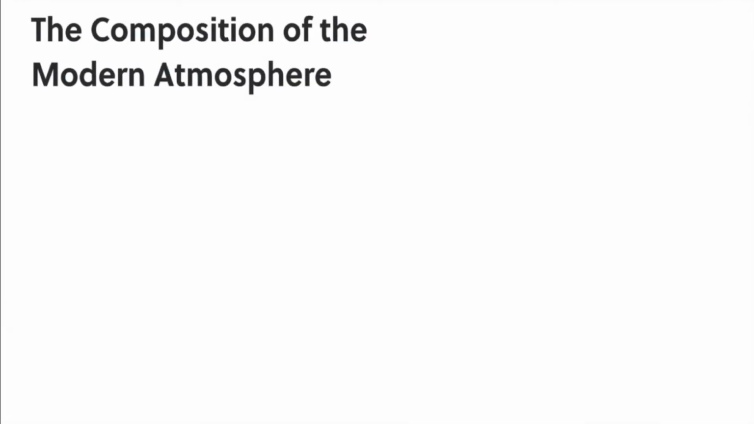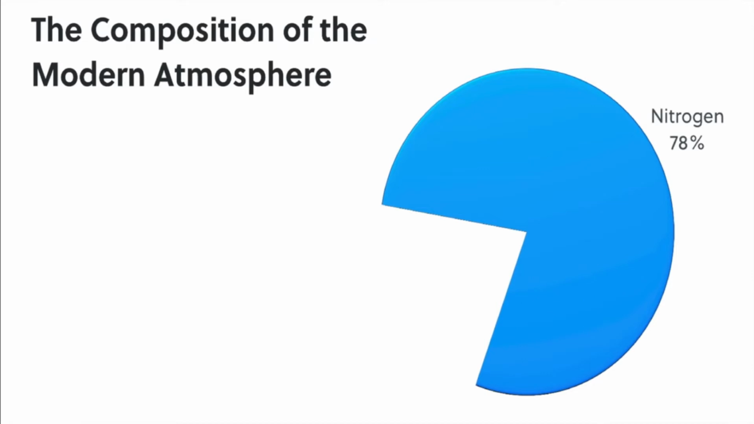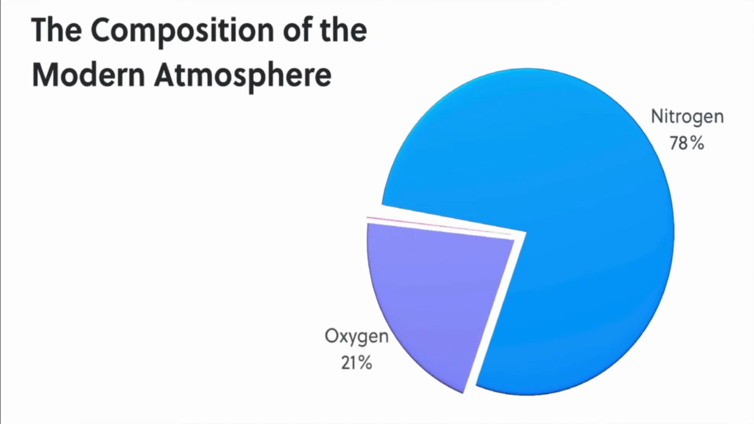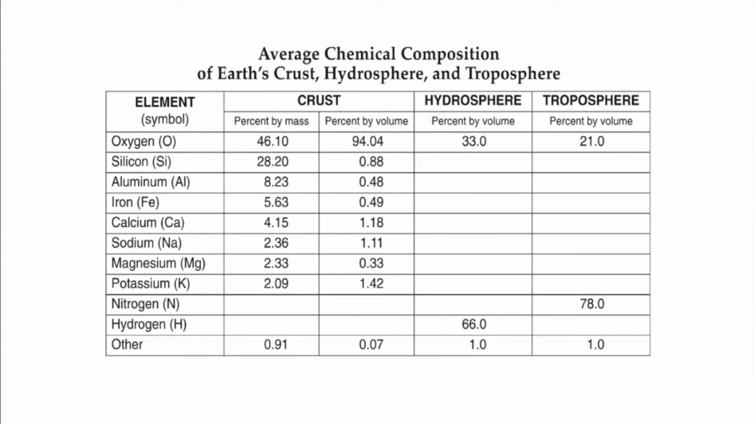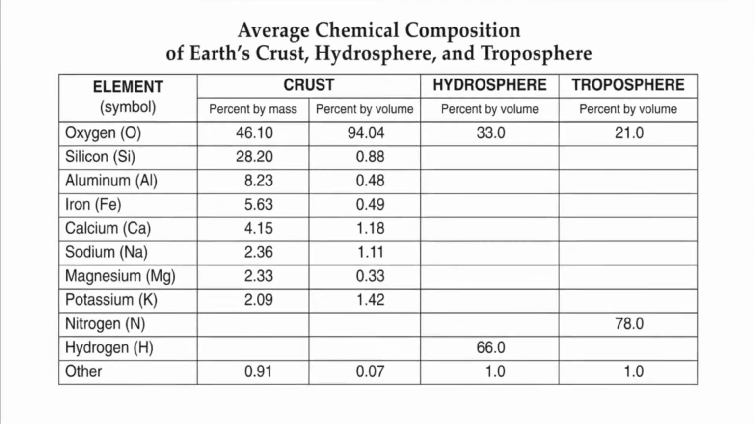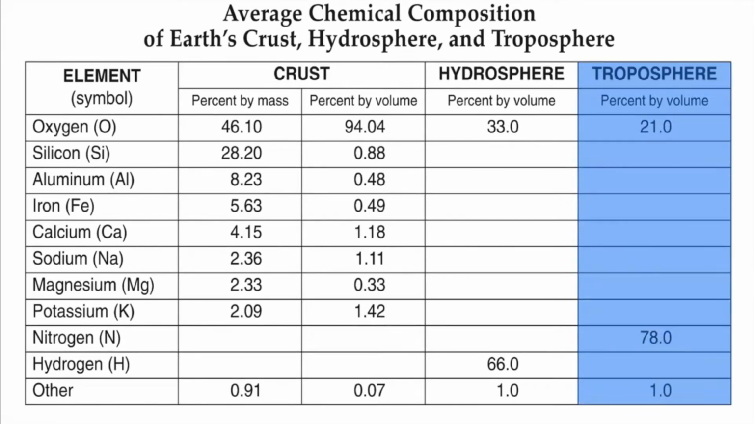And that leads us to our modern atmosphere, which is composed largely of nitrogen, nearly 78%, with 21% oxygen and 1% other, including remaining carbon dioxide and water vapor. You can find these numbers on page 1 of your Earth Science reference tables on the average chemical composition chart. You have to look at the right-hand column where it says troposphere. That's the lower layer of our atmosphere, and you can see it's composed of nitrogen, oxygen, and then other elements.